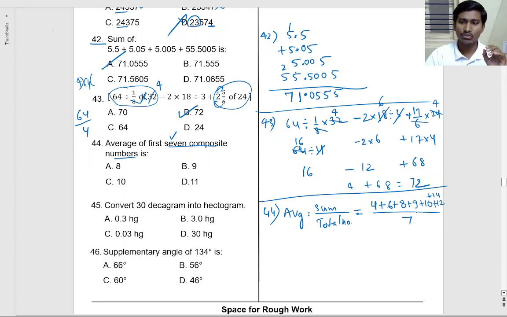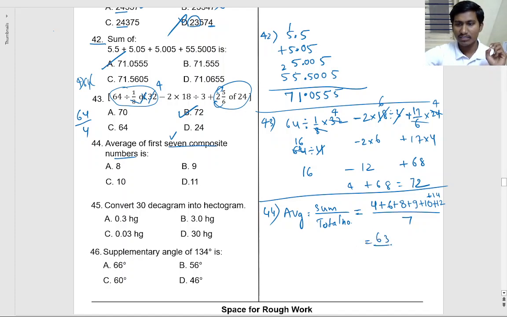If you add now, 4 plus 6 is 10, 10 plus 8 is 18, 18 plus 9 is 27, 27 plus 10 is 37, 37 plus 12 is 49, 49 plus 14, so that is 63 will come.